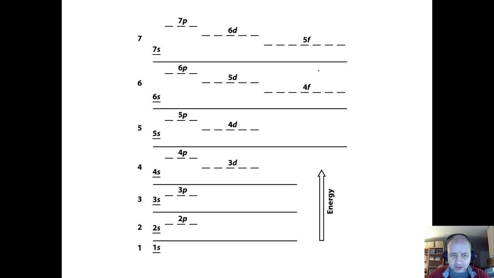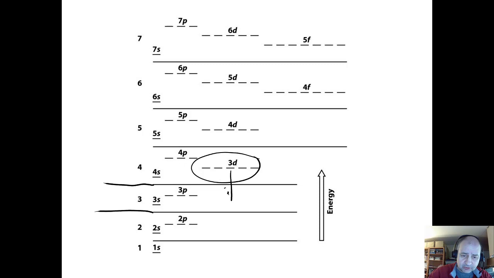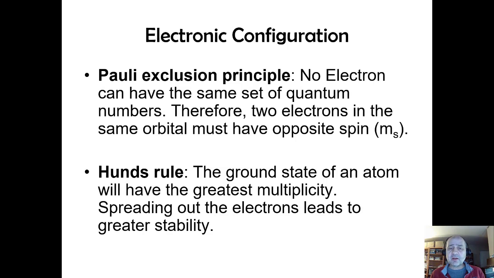This is the same chart, not color coded, but it has the levels nicely separated. And so again, the 3d will drop between the 4s and the 3p. Okay, not really a big deal, but important when it comes to electronic configurations in the ground state, and then it really will help us determine the oxidation states and the bonding and the behavior of these elements.